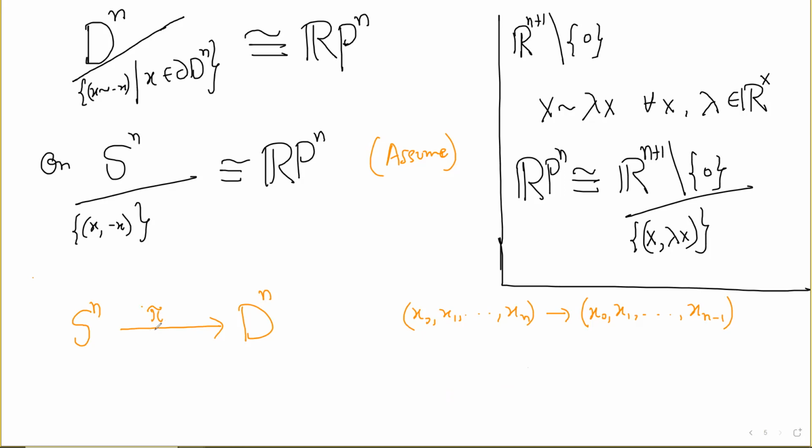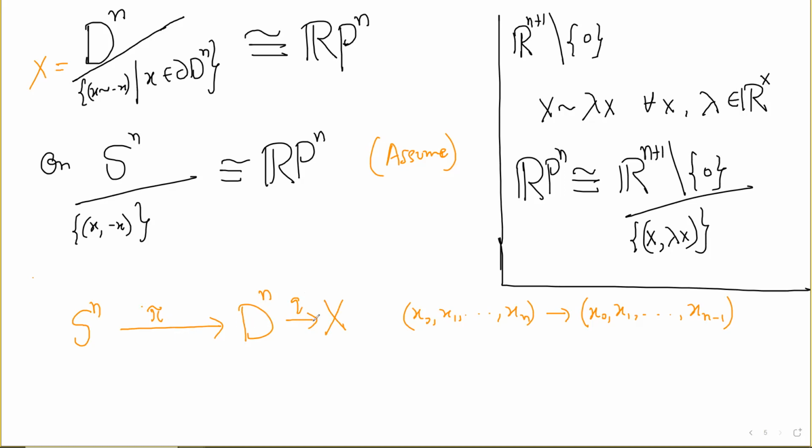Right, it's a quotient map, and now you just further quotient it by that relation. So let's just call this X. And the composition of quotient maps is a quotient map, right?